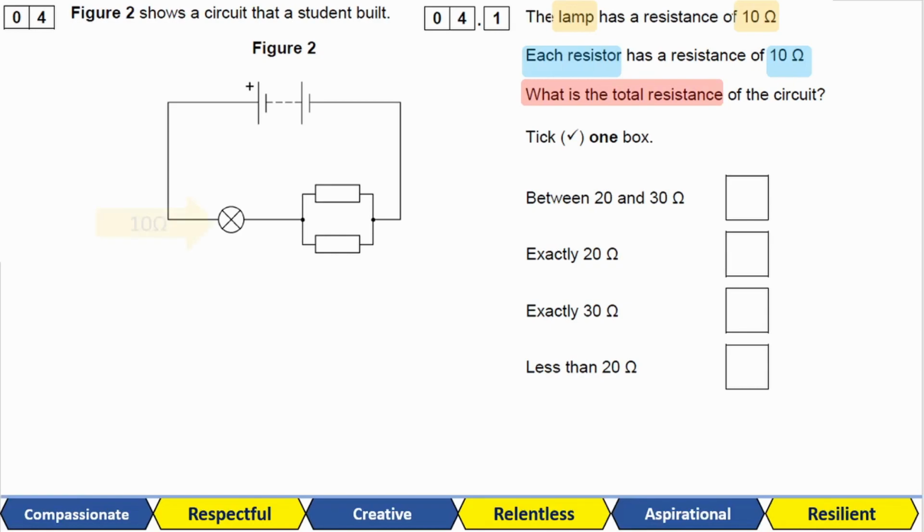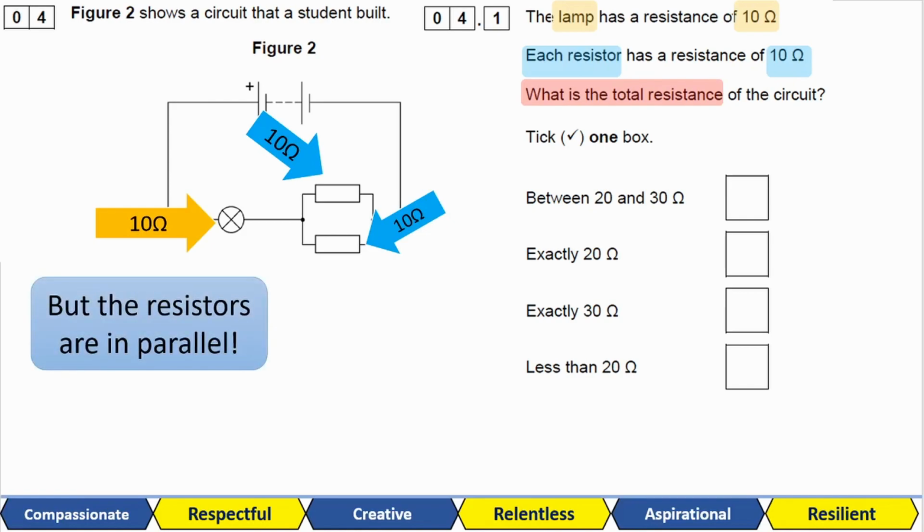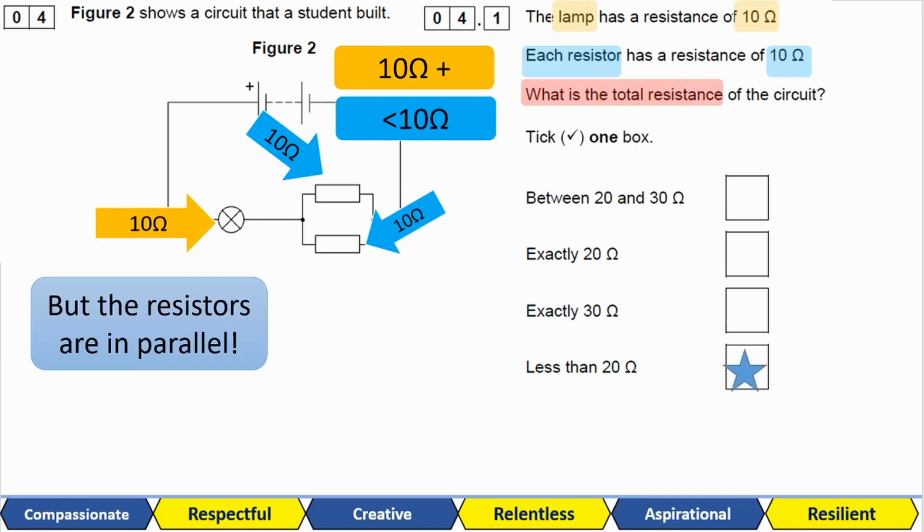The resistance of the lamp is 10 ohms, and each resistor itself is also 10 ohms. The resistors are in parallel, which means that the total resistance of both is less than 10. Therefore, 10 ohms from the lamp plus less than 10 ohms from the resistor means that the only option that we have here must be less than 20 ohms.